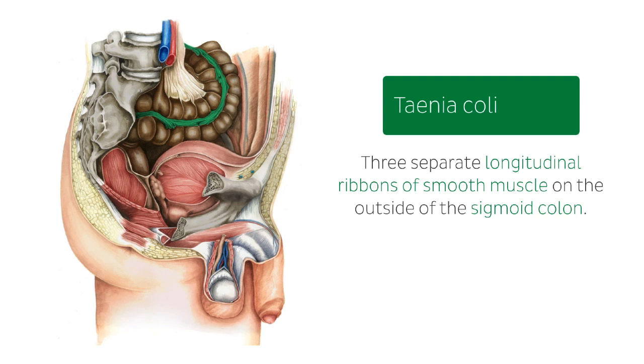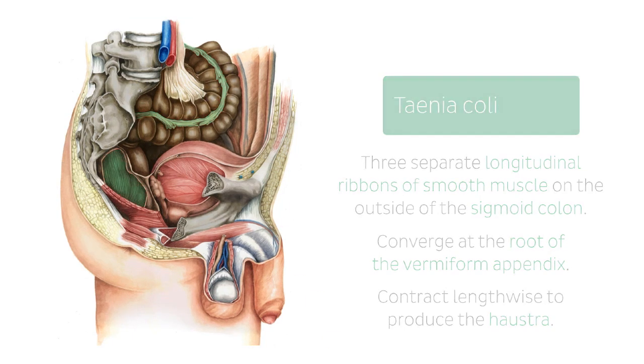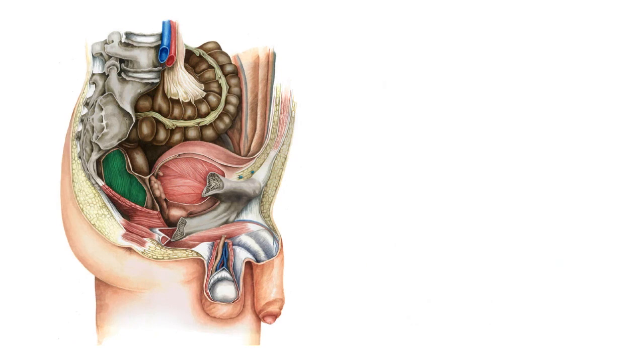The bands converge at the root of the vermiform appendix. The taenia coli contract lengthwise to then produce these structures here, these bulges in the colon, which are known as the haustra.